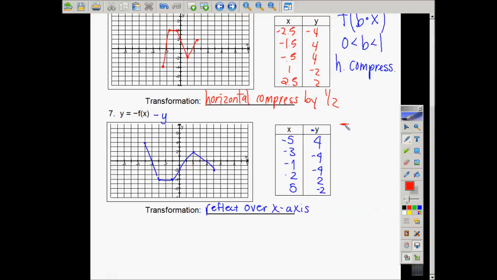So if negative f of x, it's going to do what? Reflect over the y-axis. I mean, x-axis. Okay. What if there was a number in front of that? It would be stretched or compressed by that. But first I would do what? I would reflect and then I would stretch.